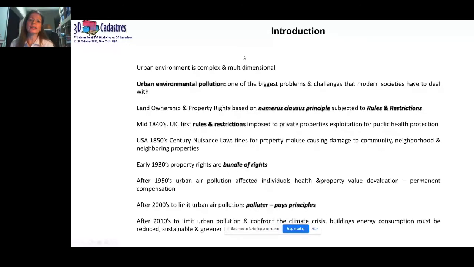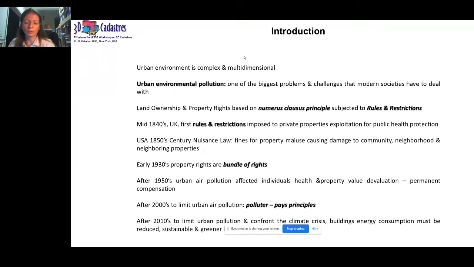Well, actually, the urban environment is a complex and multidimensional space, and urban environmental pollution is one of the biggest problems and challenges that modern societies have to deal with. And we all know that land ownership and property rights are based on numerous classic principles and are subjected to rules and restrictions.